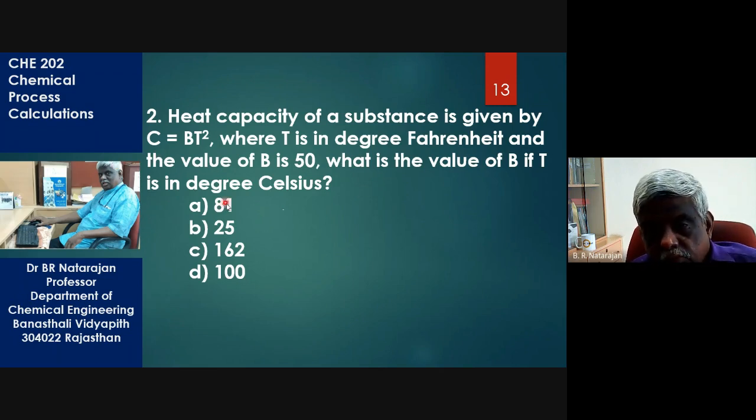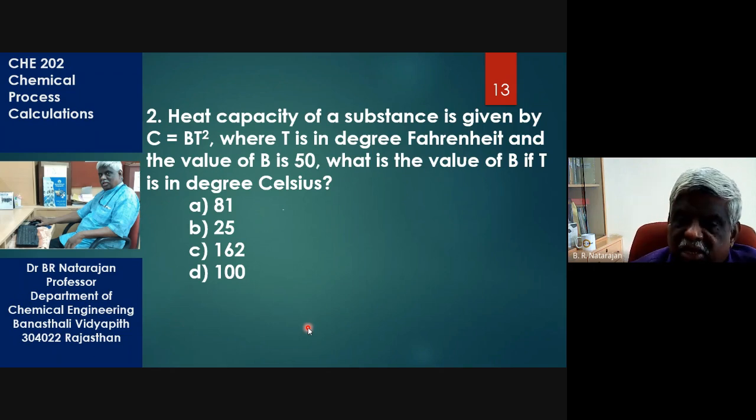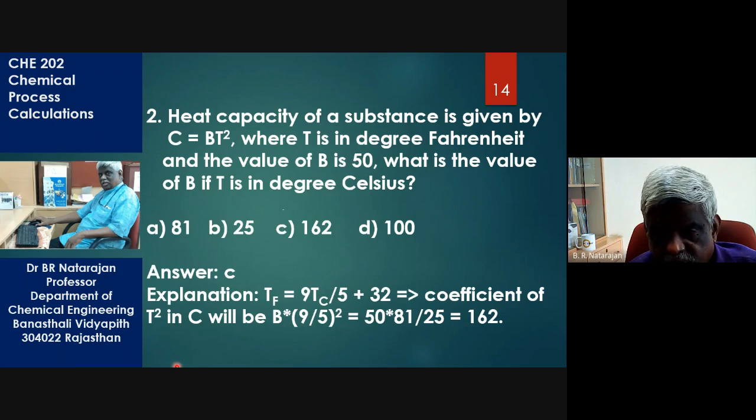So it means I will have a new coefficient B star, right? Instead of B, I will have a B star and I must find how it relates with B, right? So let's check that. TF is Fahrenheit 9 by 5, that is 1.8 Tc plus 32, right? So the coefficient of T square, right? So instead of T square, I'm going to write 9 by 5 Tc plus 32, right?